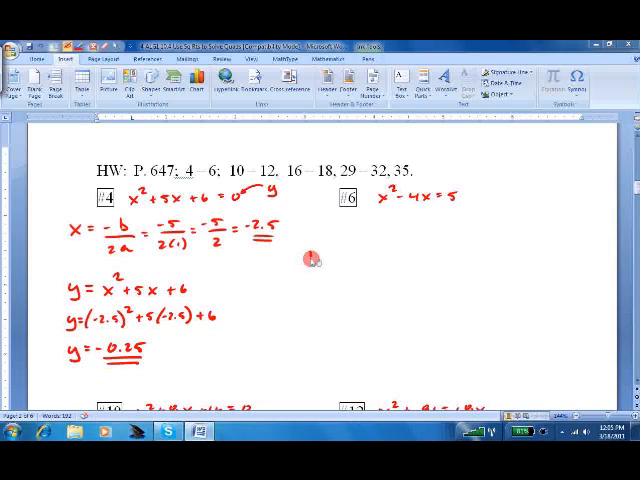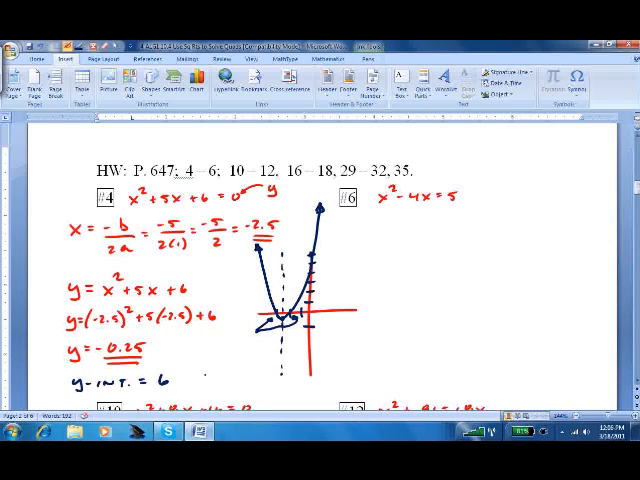Putting a graph over here. We go over negative 2.5, 1, 2, 3. We come down negative 0.25, which is about here. We know that it's going to hit at the y-intercept at 6. So we know we've got something like this, and something like this. So how do we find these 2 points here?